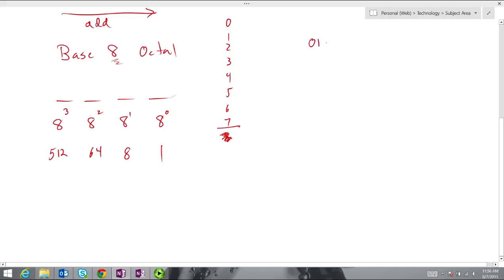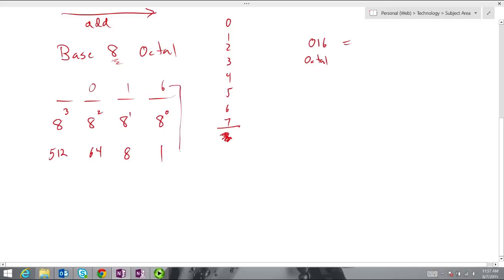0, 1, 6. And this is in octal. So how do I convert it into decimal? Well, I take those numbers and I put it into my grid here. 0, 1, 6. Now I multiply downward.